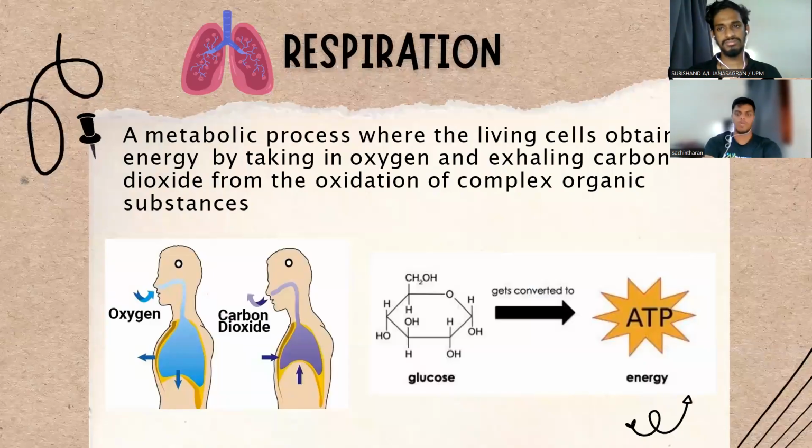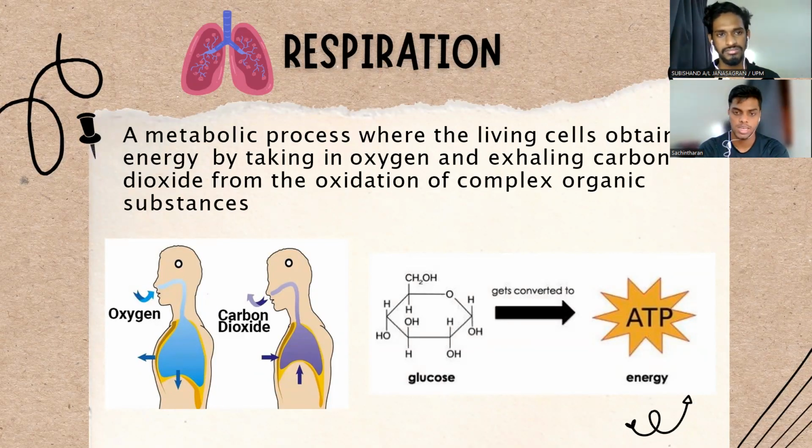Okay, so let's look at what is respiration. Respiration is a metabolic process where the living cell obtains energy by taking in oxygen and exhaling carbon dioxide from the oxidation of complex organic substances. In this process, the energy ATP, which is known as adenosine triphosphate, is produced by breaking down glucose, which is further used by the cell to perform various functions.